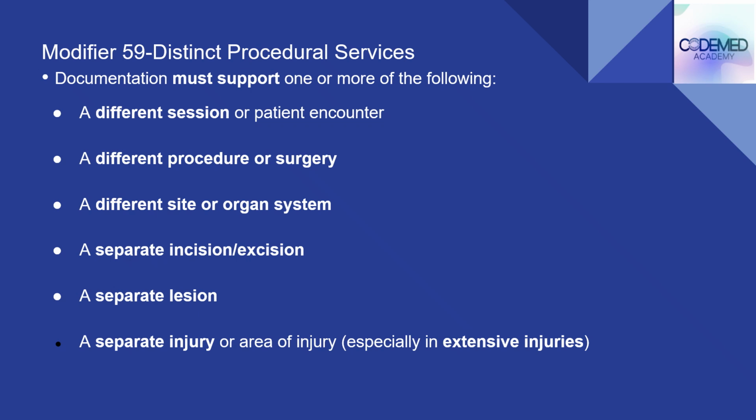Modifier 59, very important: distinct procedural service. Now we can use modifier 59 when the documentation supports one or more of the following: a differentiation of a patient encounter, a different procedure or surgery, a different site or organ system, a separate incision or excision, a separate lesion, a separate injury or area of injury. So all those are very important criteria they have given to put modifier 59.